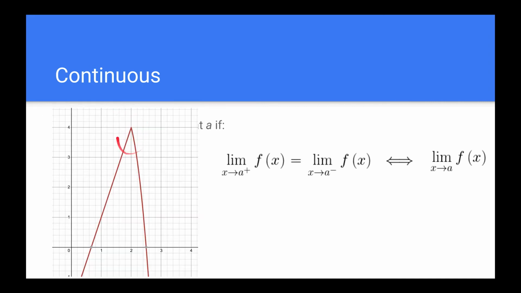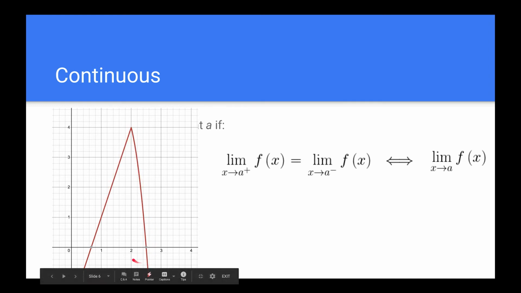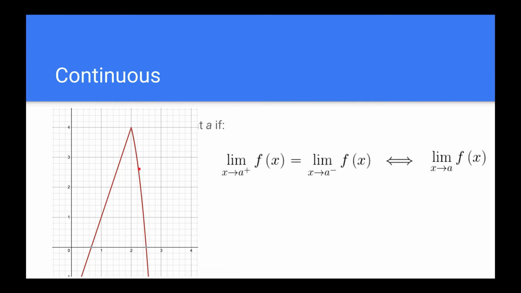And a function where the limit does exist is this function. Over here, the left-hand side and the right-hand side do meet at a single point. Even though it's not a smooth meeting, a limit still exists, because it approaches 2, 4 from the left-hand side and the right-hand side. So in this case, a limit does exist.